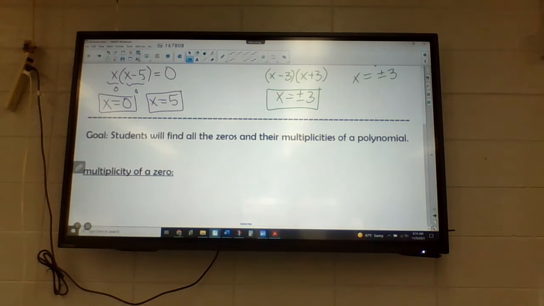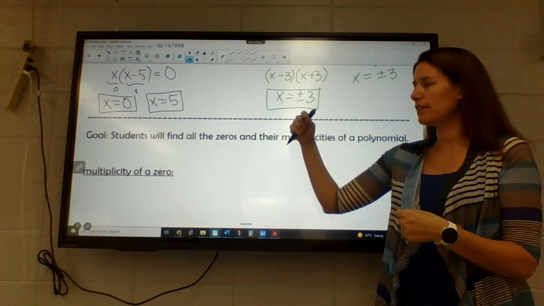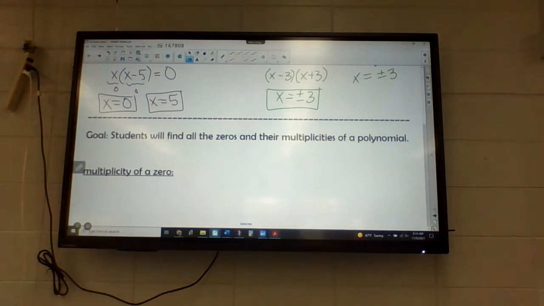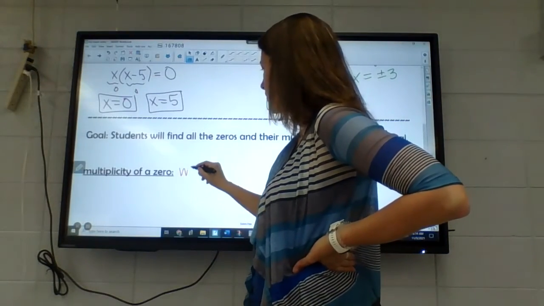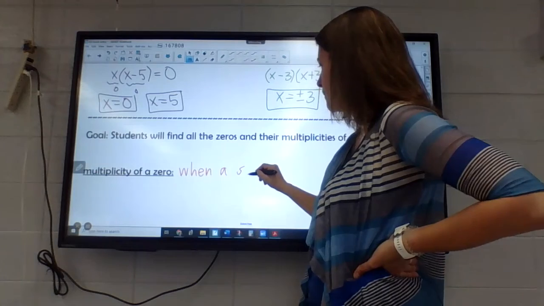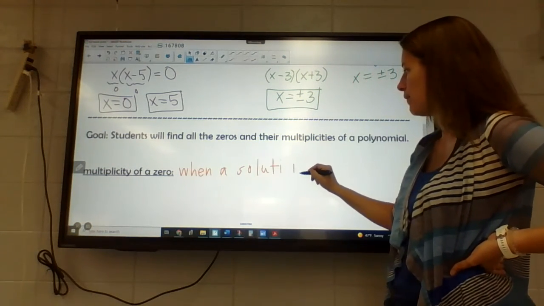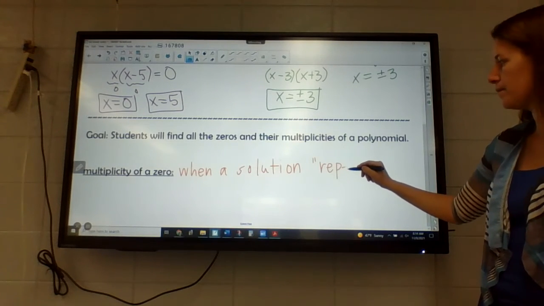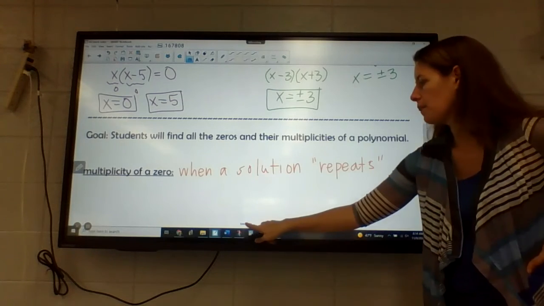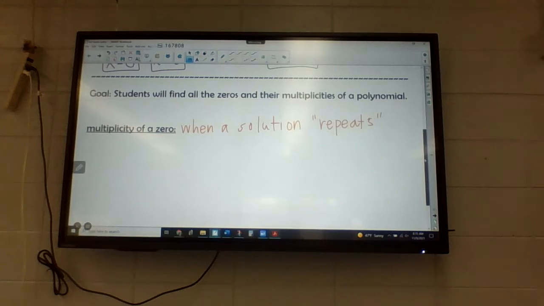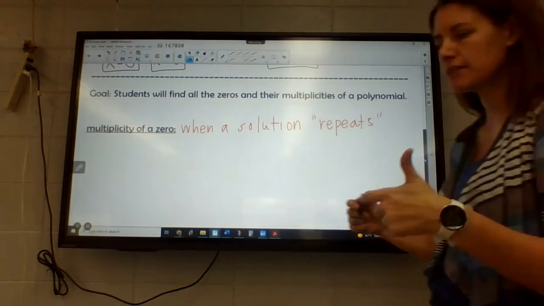Okay, so what we're going to talk about today is what happens when an answer will actually repeat as an answer. It's kind of a strange situation, and I'll try to show you how that comes up. If these are all zeros, sometimes x equals 5 could be the answer twice, or x equals 0 could be the answer twice. Kind of strange that that can happen. So when a solution repeats more than once, I'll show you a pretty basic example of this. This is extremely important when we're graphing to understand what's going on in the graph. But I'll show you a quick little example of where this comes up.